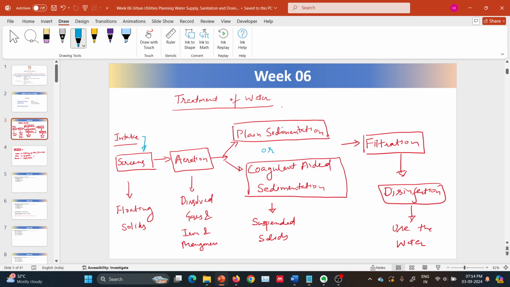After the sedimentation, the water will go for filtration. Filtration will remove the small suspended particles which are not removed in the sedimentation process. After filtration, we provide disinfection to kill the microorganisms.